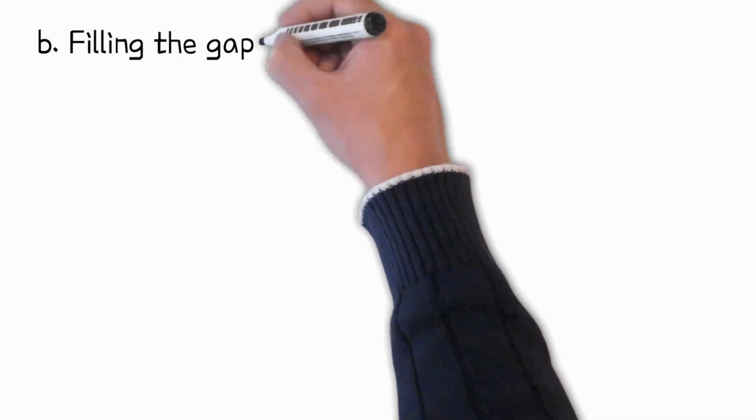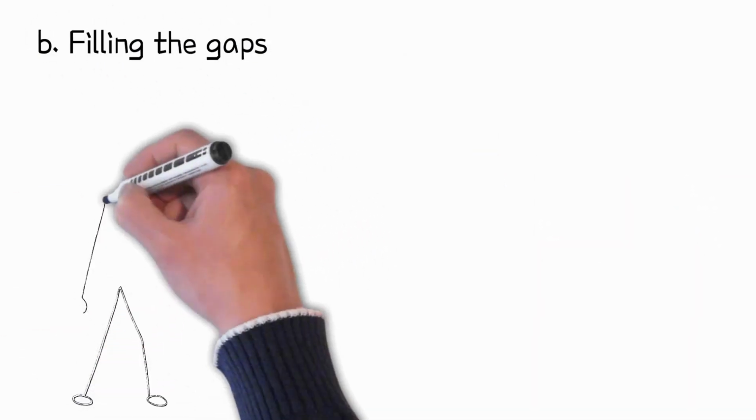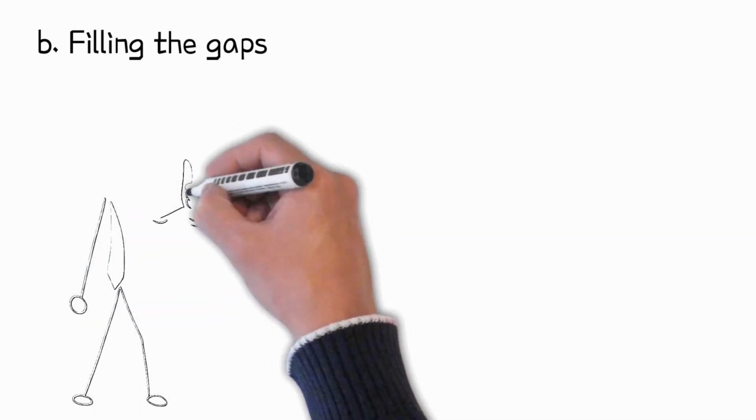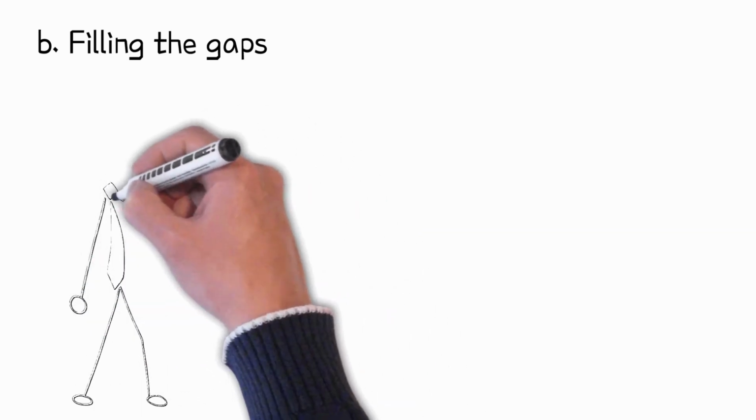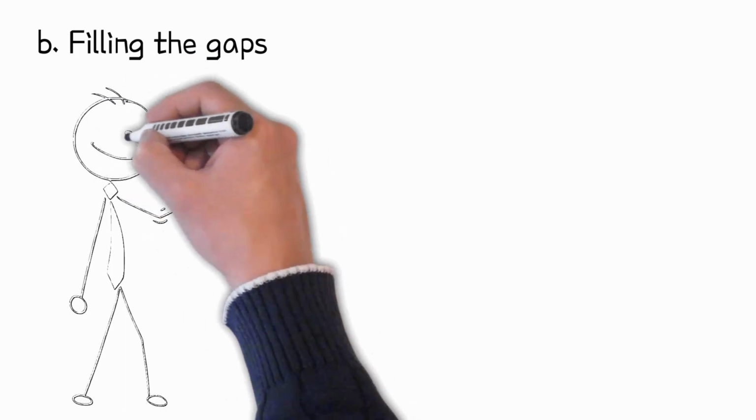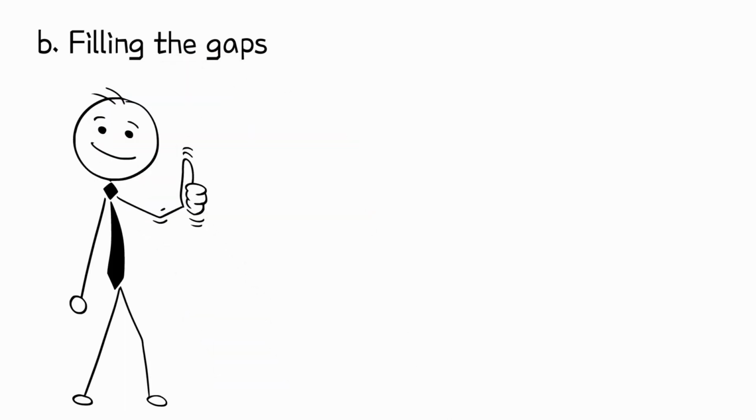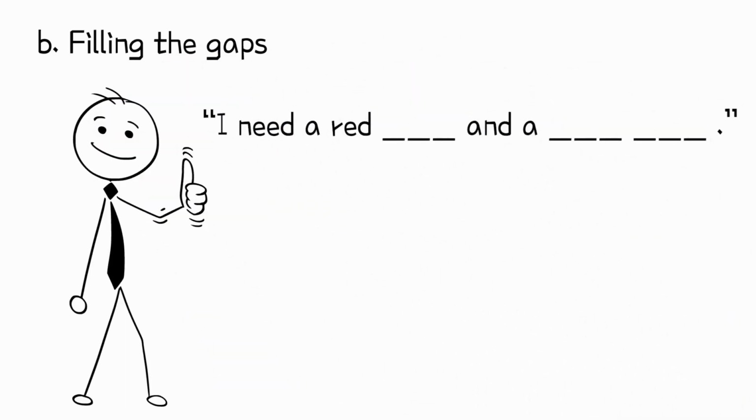Another one is filling the gaps. Use running commentaries and get the students to complete the gaps. You can use exaggerated pauses for fun and effects. For example, as you pick up a red and blue pen, you can say, "I need a red blank and a blank blank." Get the children to fill the gaps and show your pleasure when they get it right.